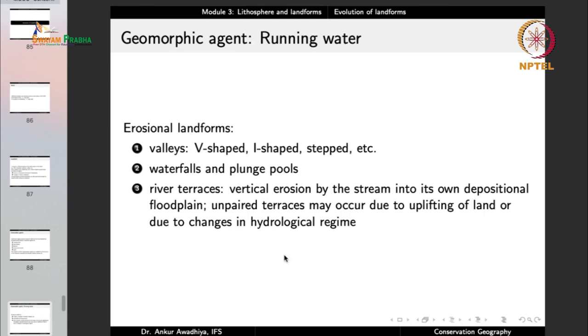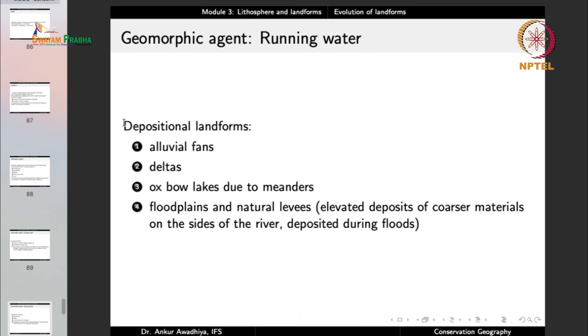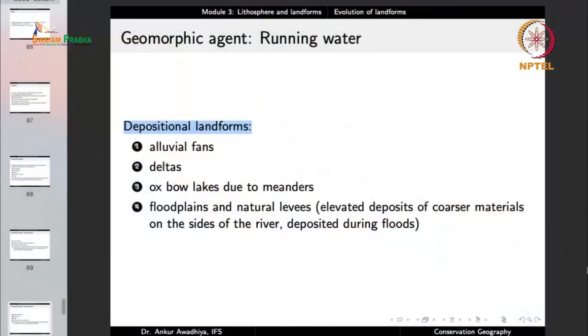In the case of running water, we saw that there are several erosional landforms that are formed, like valleys, waterfalls, plunge pools, and river terraces. And there can also be several depositional landforms, like alluvial fans, deltas, oxbow lakes due to meanders, floodplains, and natural levees. So in each of these geomorphic agents, we will find certain erosional landforms and certain depositional landforms. All of these agents are trying to lower the relief of the earth. That is, they are trying to wear down the high areas and deposit materials in the low-lying areas.